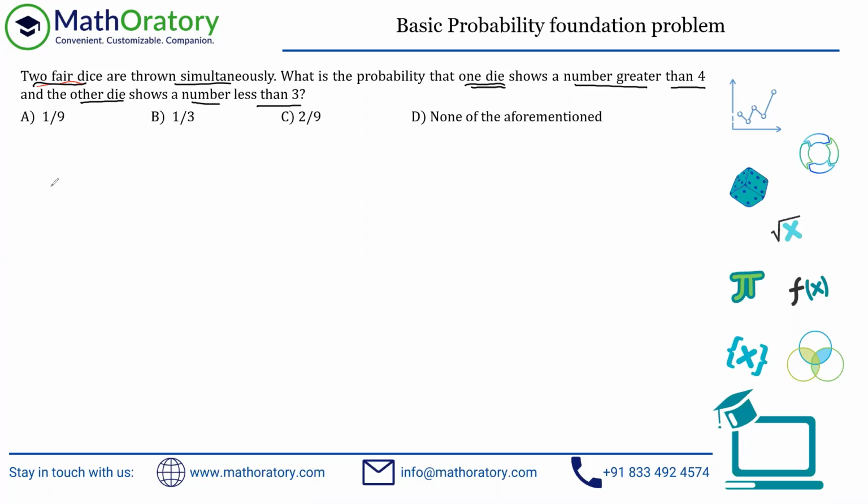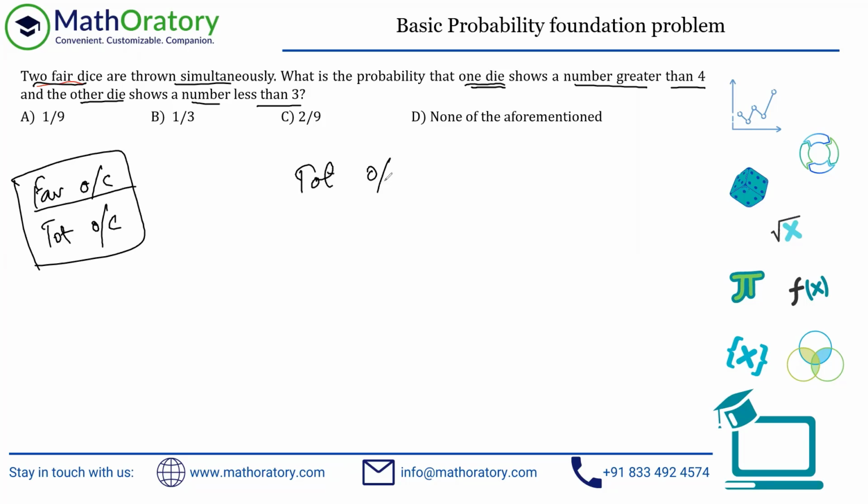So we'll just figure out the total outcomes, and then we'll figure out the favorable outcomes and find the probability in this manner. So the very basic foundation of probability. So by the way, when 2 fair dice are thrown simultaneously, the total outcomes or the sample space will have 6 into 6, a total of 36 possibilities, right?